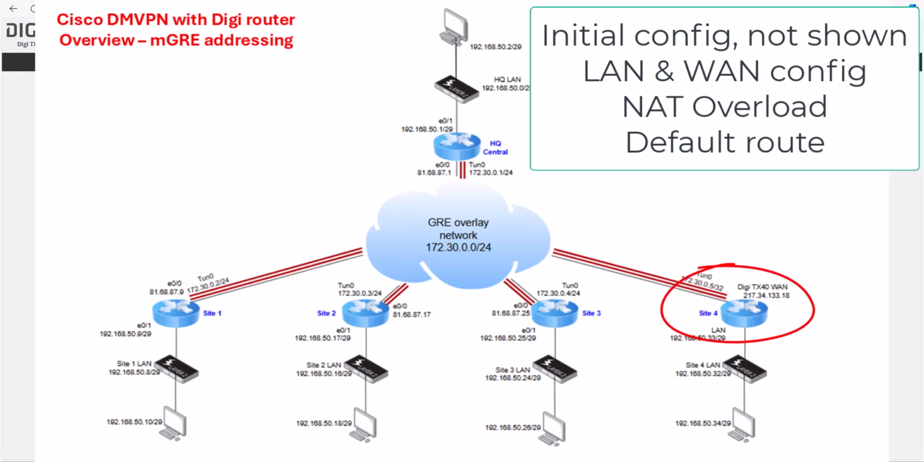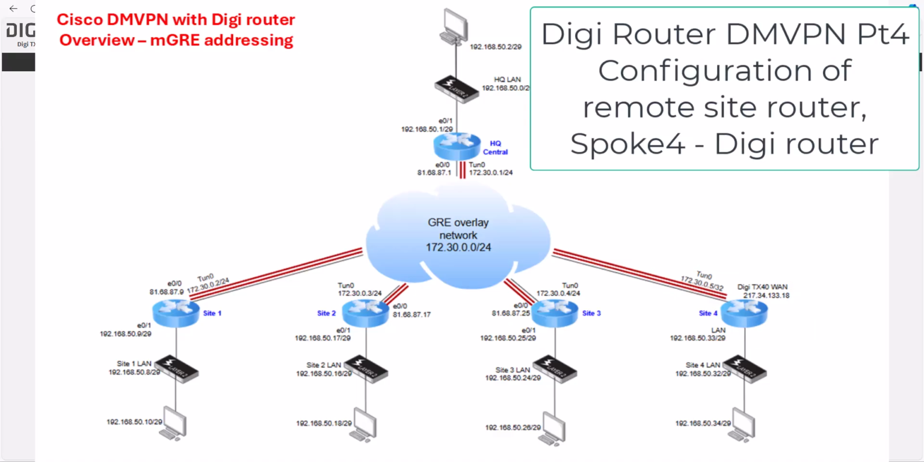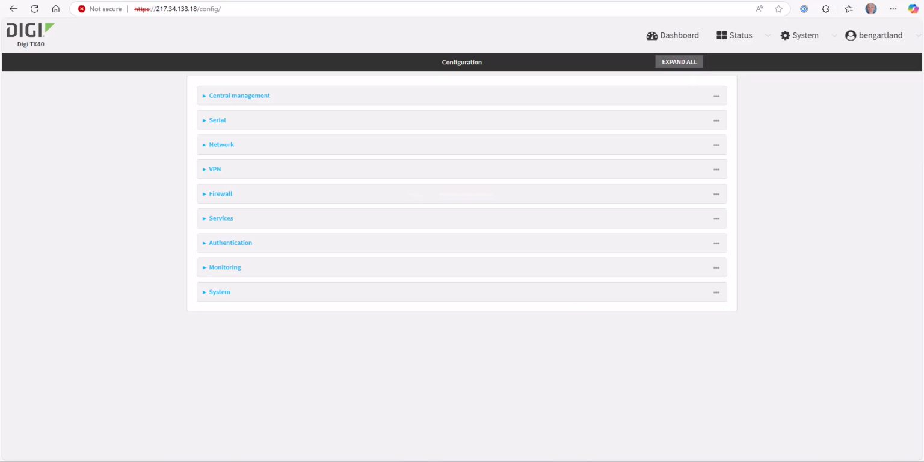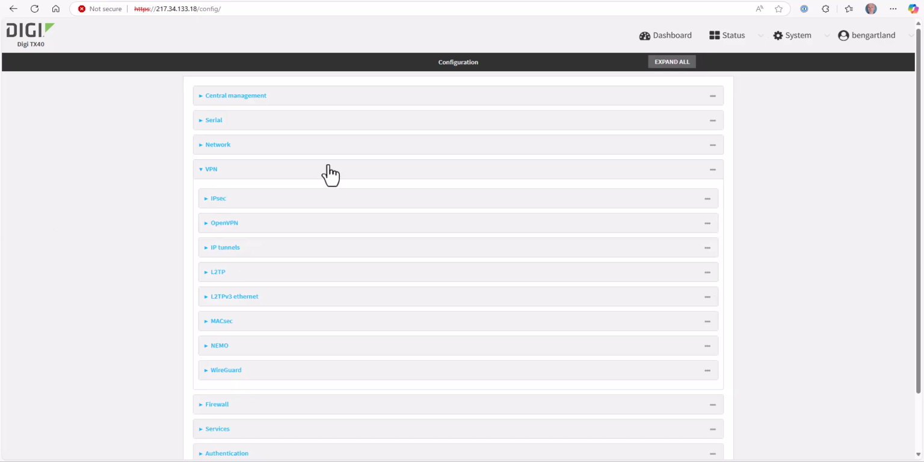We're moving on now to the configuration of the Digi router. Here we have a TX40, and the initial configuration that's been done is configuration of the LAN and WAN interfaces with the IP addressing as shown. The first configuration task is to set up the VPN.